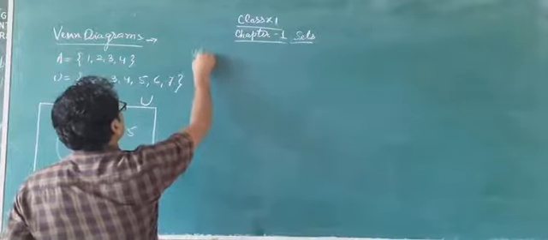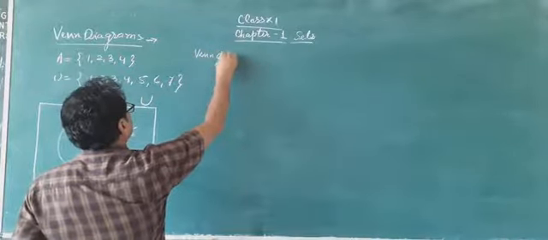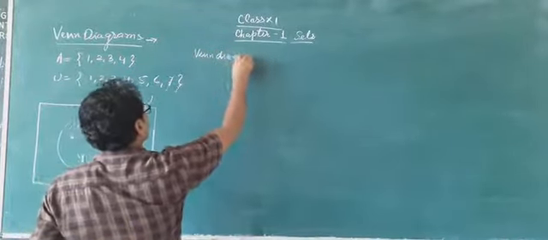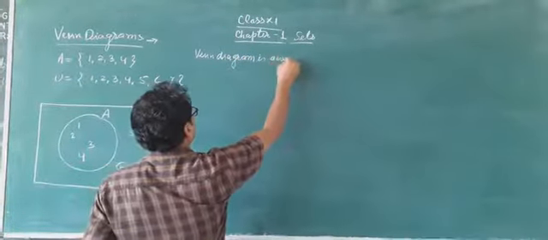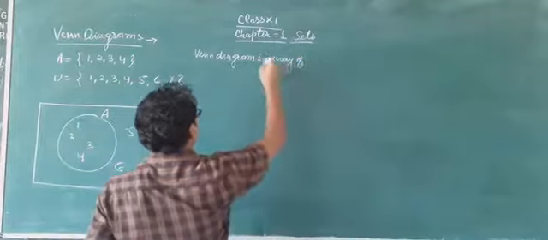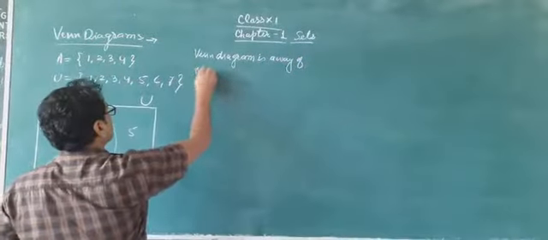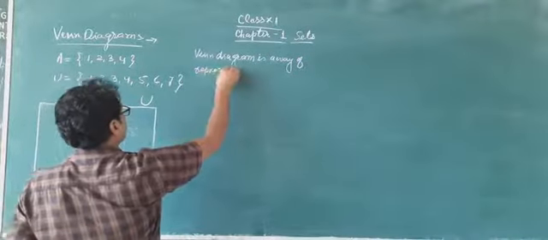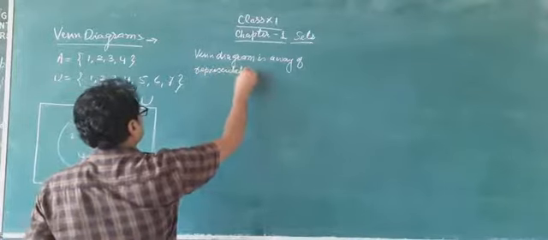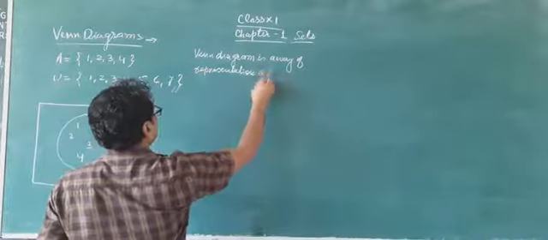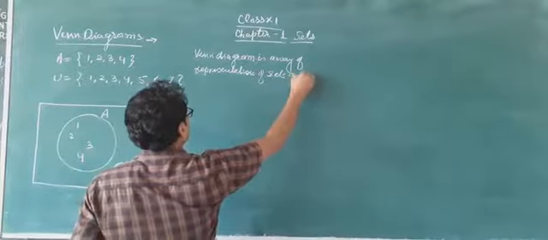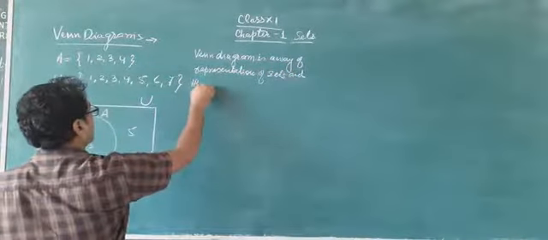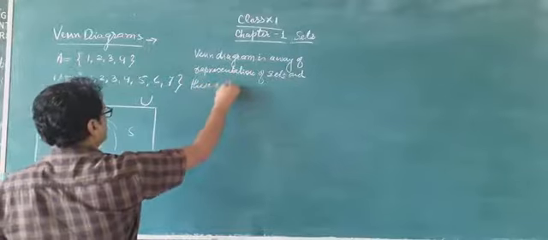So a Venn diagram is a way of representation of sets and their relationship.